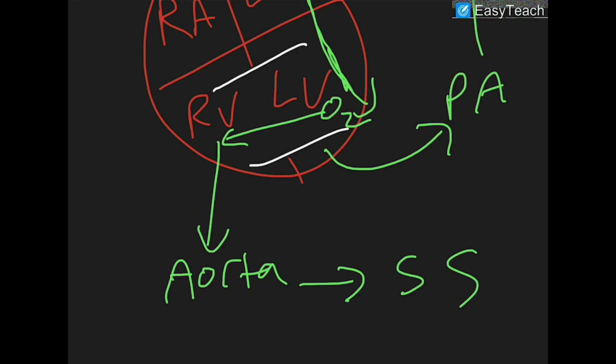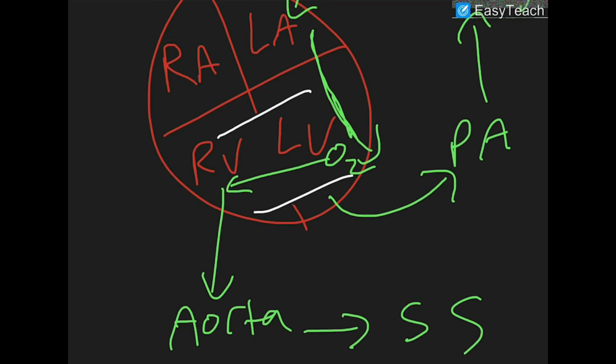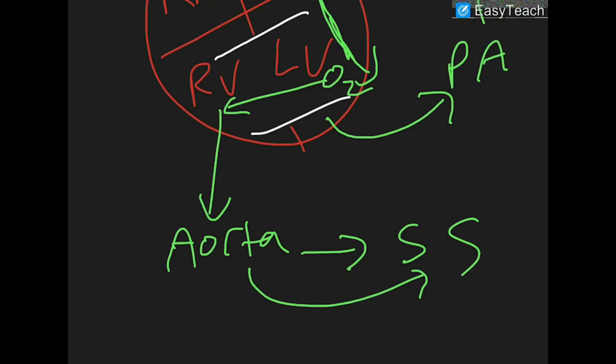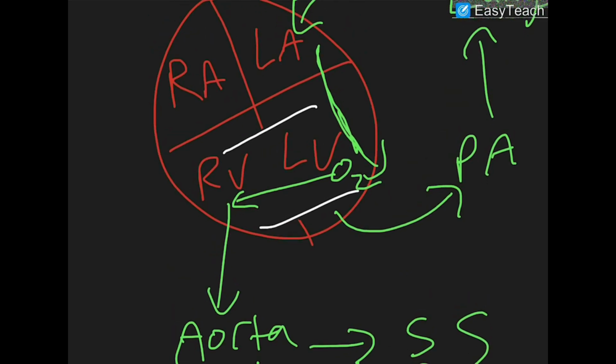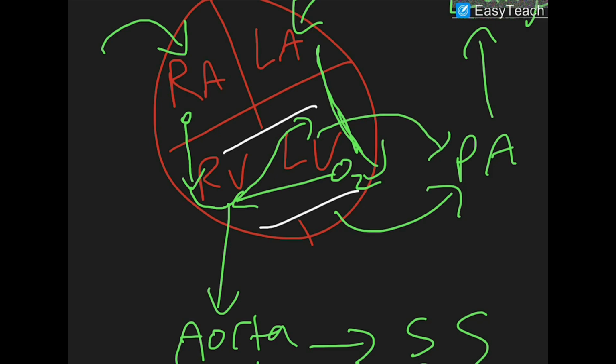But it turns out that the VSD is actually less efficient than an ASD. In fact, the VSD can overload the lungs. Because all this blood that goes to the right ventricle and aorta will then go to the systemic circulation, then come back and return to the right side of the heart. When the blood comes back to the right side, it goes to the right ventricle, and from here some of that blood can cross over to the left ventricle. And where is the blood going from the left ventricle? To the pulmonary artery, which goes to the lungs.